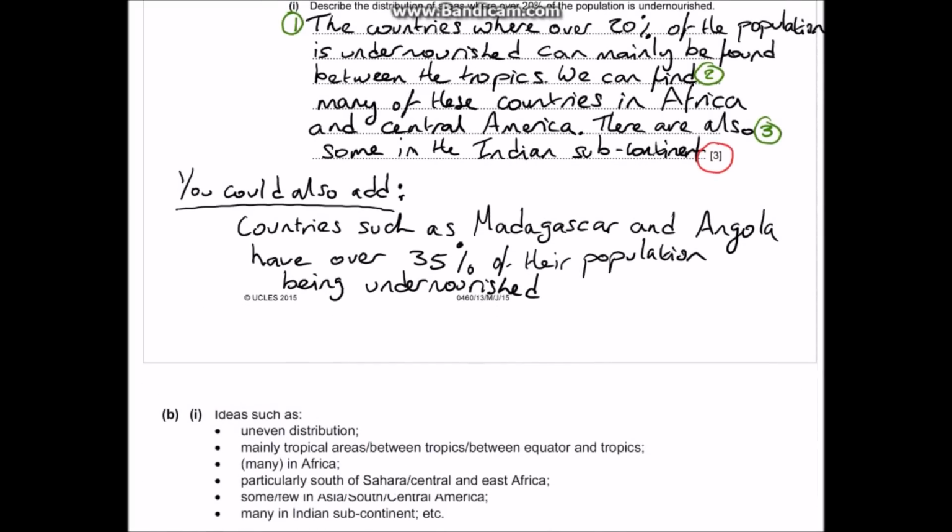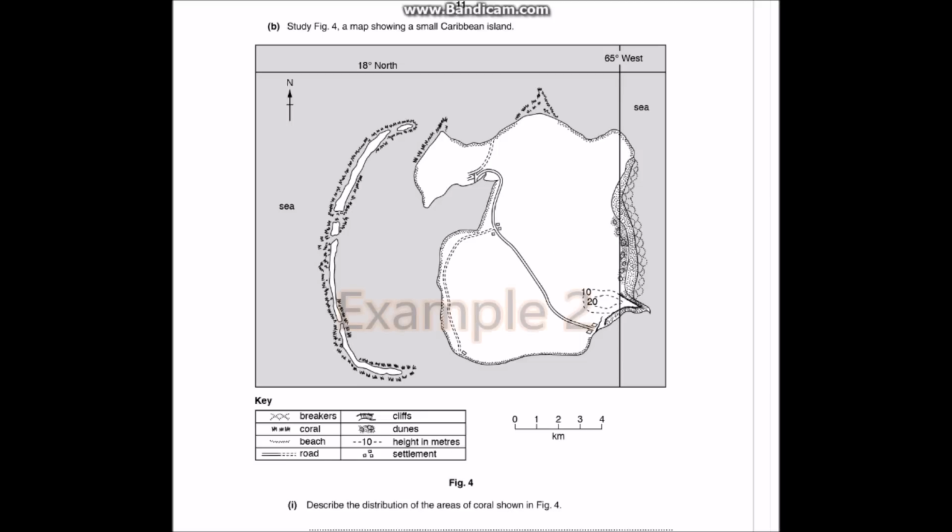And if we compare this to the mark scheme, you can see over here that we're kind of in the right area. Okay, you could maybe mention a few more points, but overall 3 points, like the ones we'd mentioned, would get you 3 marks.